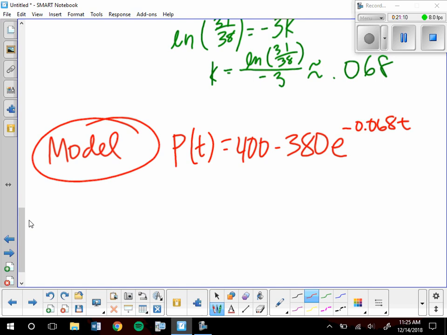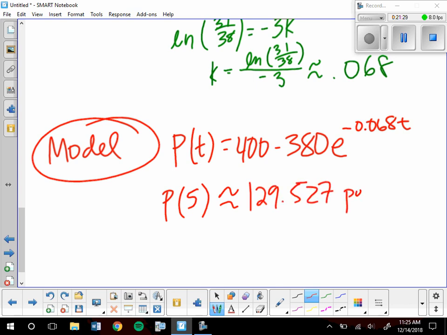Now we can answer the question that we started with. What's the population after 5 years? We can plug in 5, and using our calculator, see that there are about 129 polar bears in Phil's yard after 5 years.